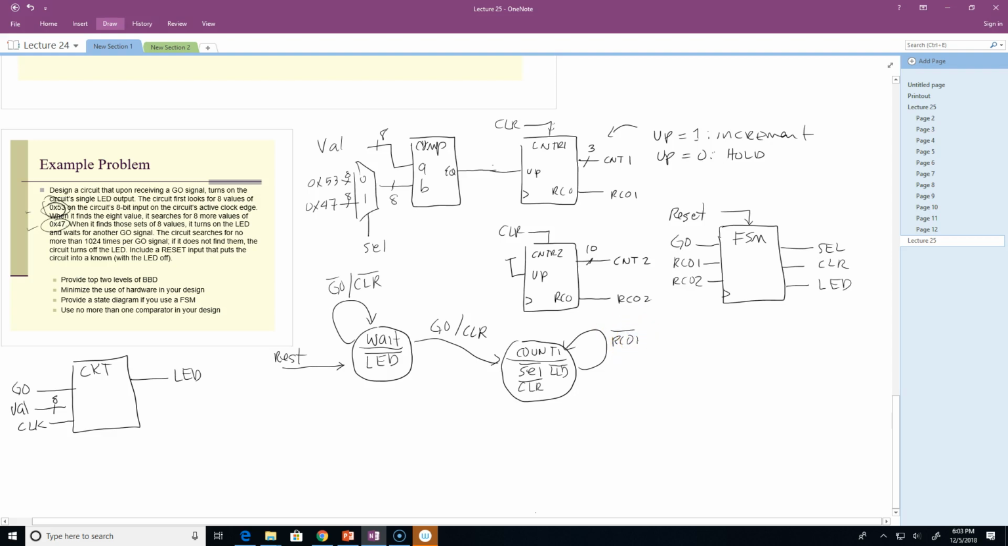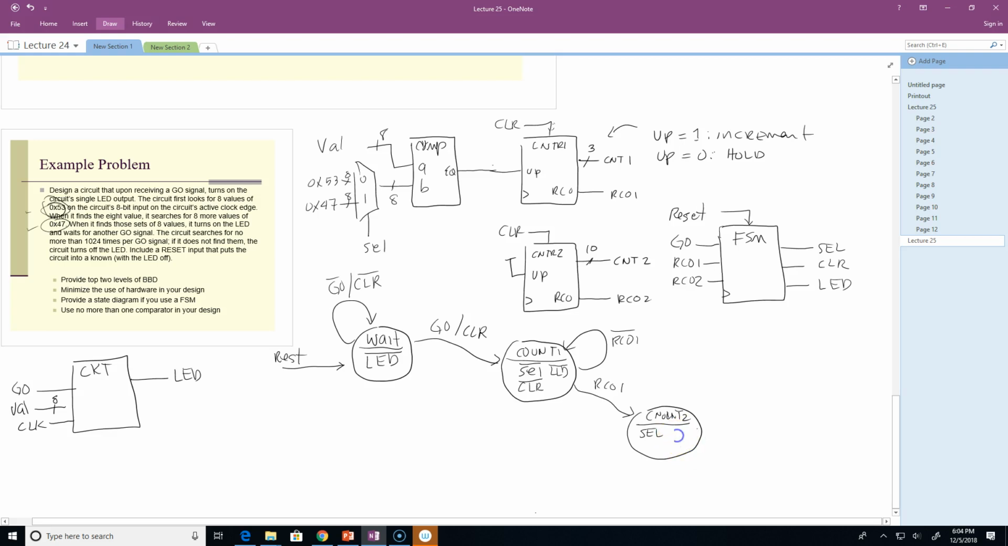The idea here is, let's say I get an RCO1, and it's going to transition to the count 2 state. Count 2. Okay, in this state, I'm looking for the second value, which is 47. So select is going to be on. I'm going to turn the LED off.